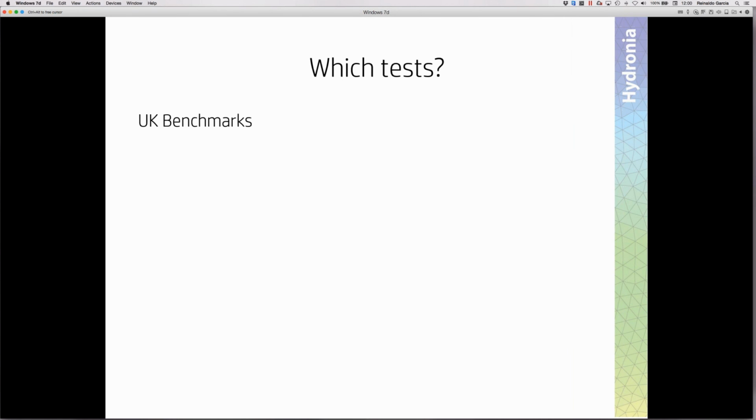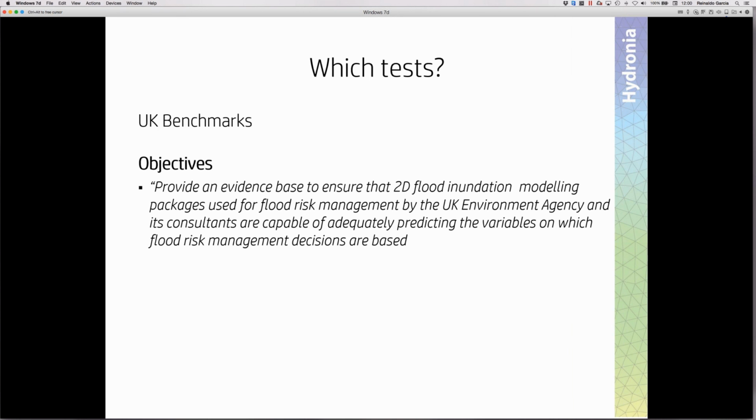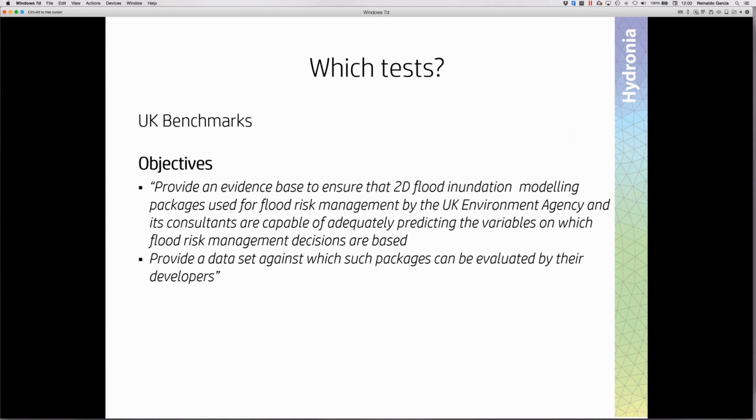Now, which tests are we using? As I said, we are using the UK benchmarks. They were developed by the UK Ministry of Environment to provide an evidence base to ensure that 2D flood inundation modeling packages, the software, the models themselves, used for flood risk management in the UK, and also by consultants, are capable of predicting the main variables, which are velocities and depth, on which flood risk management decisions are based.